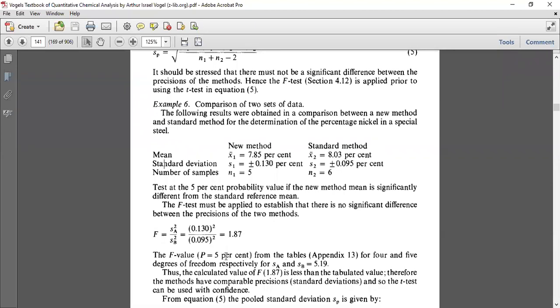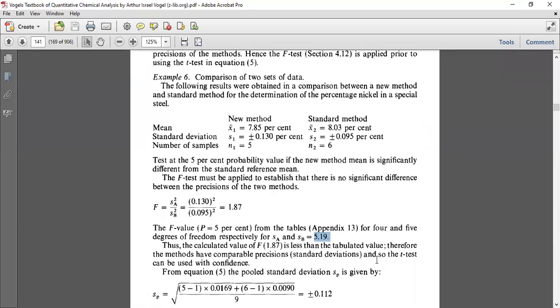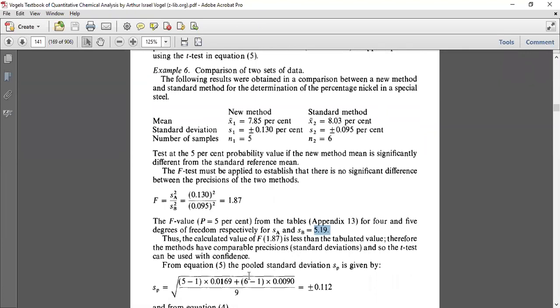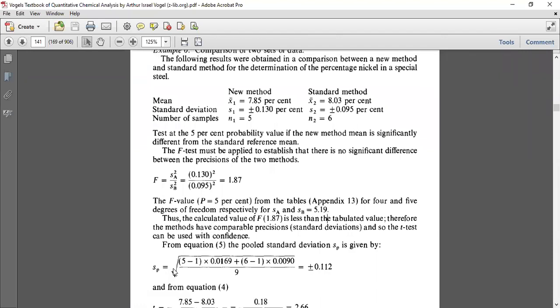So F value at 5% from the table for 4 and 5 degrees of freedom is 5.19, and our result is getting less than this. So the calculated value of F is less than the tabulated value. So the methods have comparable precisions and so the T test can be used with confidence. So once we apply the F test, we get confidence that the 1.87 is less as compared to the standard, or the given value. Then you can apply the formula for pooled standard deviation and the T test.